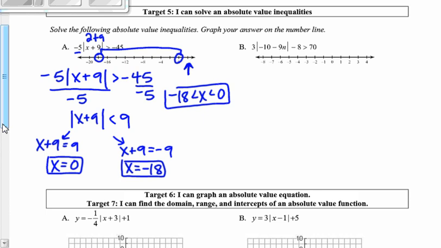On the second one, we're going to get those absolute value brackets by themselves.